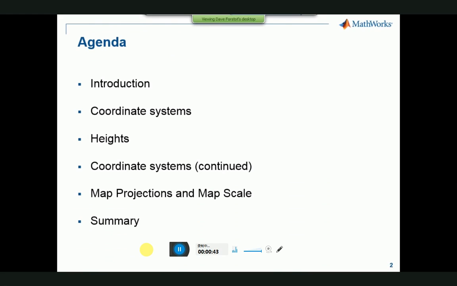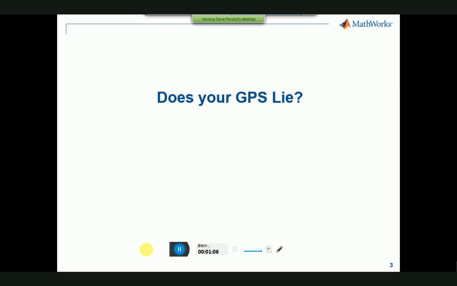So we'll have a quick introduction to set this problem up, and then cover coordinate systems. We're actually going to spend most of our time covering coordinate systems, and we'll take a brief tangent to cover heights. That'll be clear in time, and then we'll have a quick look at some projections. But let's set up the problem.